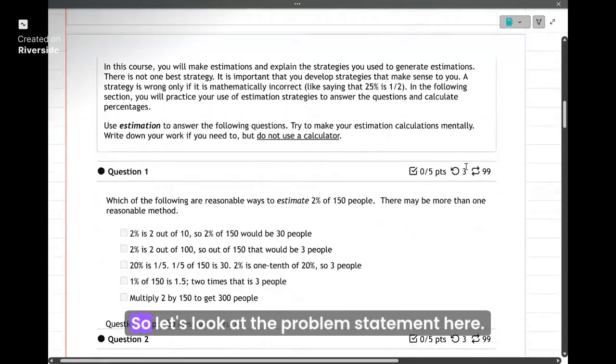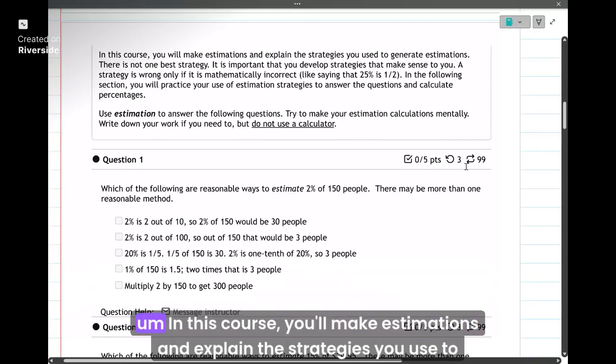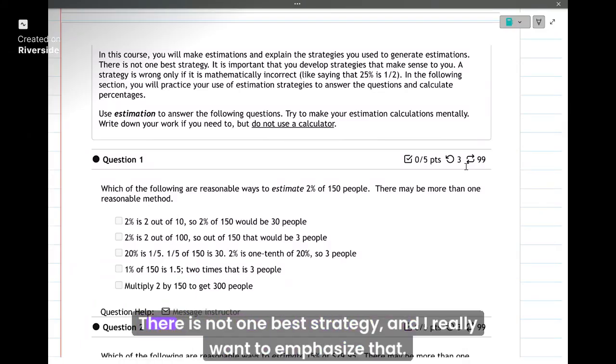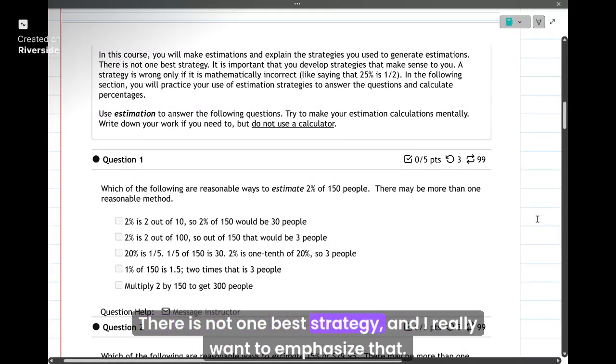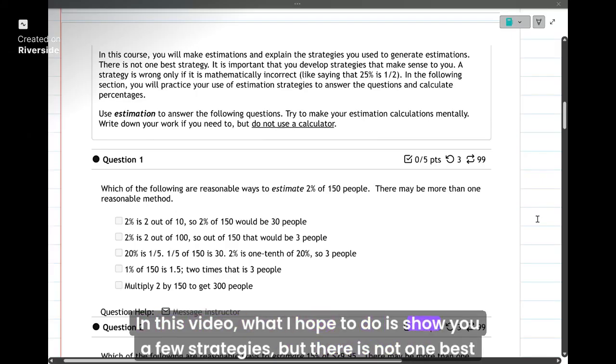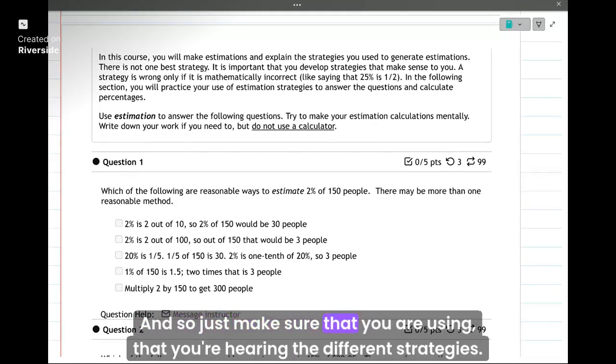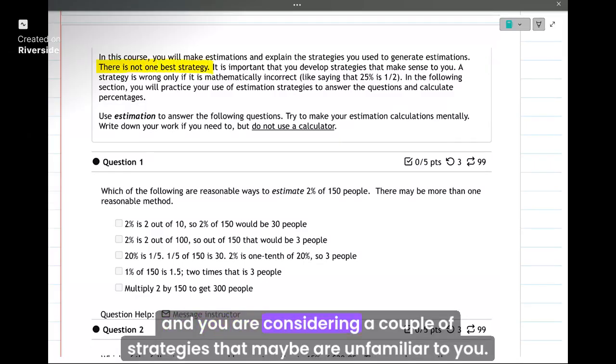All right, so let's look at the problem statement here. In this course, you'll make estimations and explain the strategies you use to generate estimations. There is not one best strategy, and I really want to emphasize that in this video. What I hope to do is show you a few strategies, but there is not one best strategy. And so just make sure that you're hearing the different strategies and you are considering a couple of strategies that maybe are unfamiliar to you.